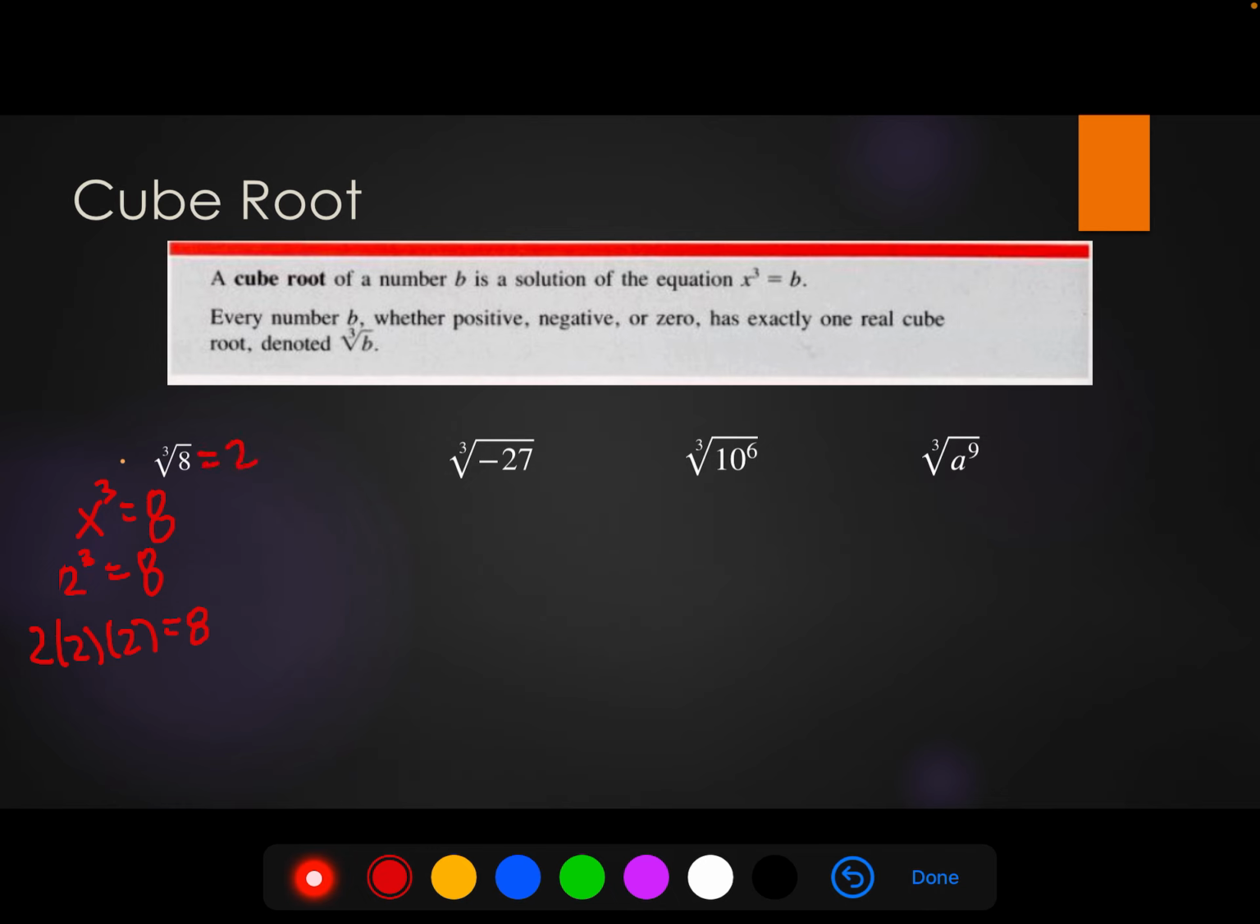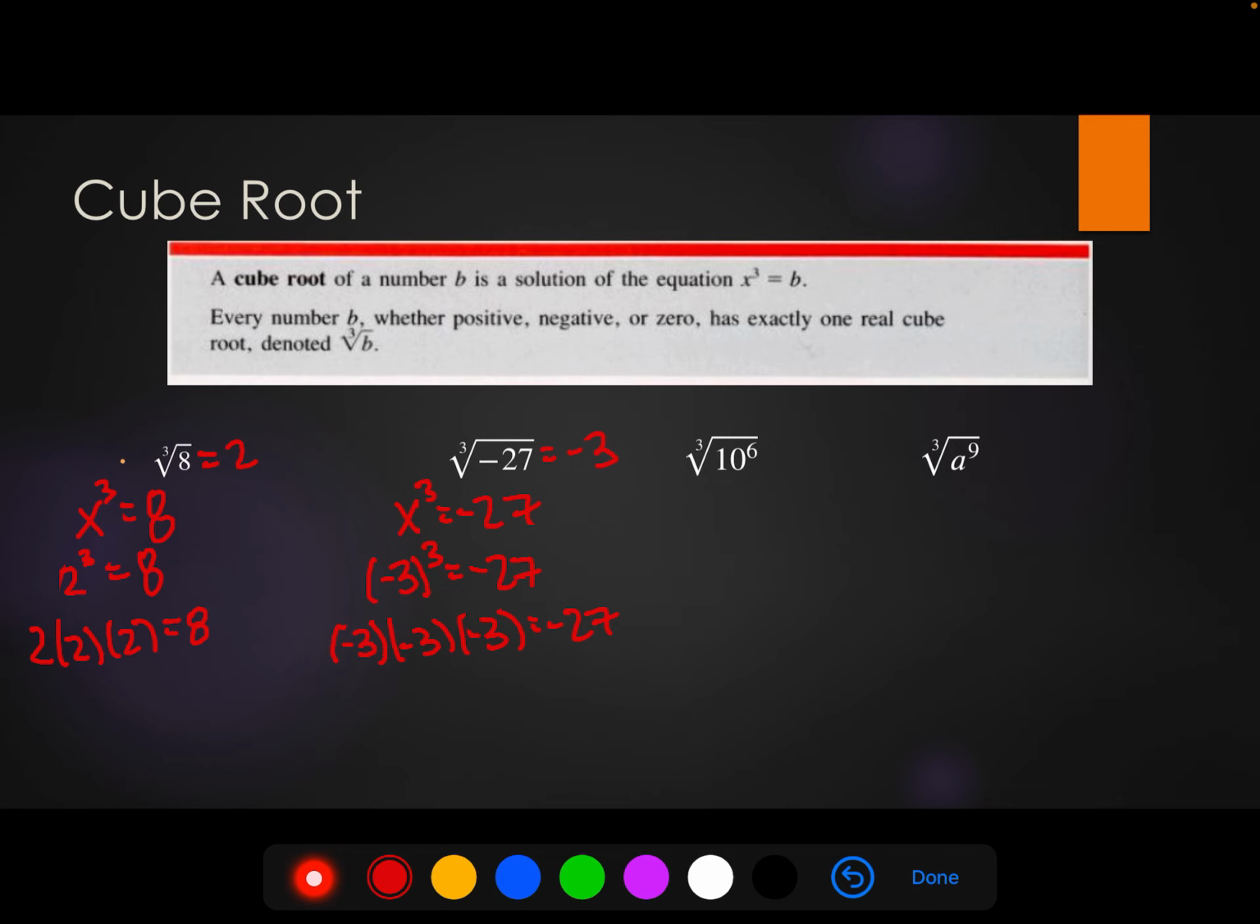And we can do a similar thing for the cube root of negative 27. So we know that x cubed has to be equal to negative 27. And now we think, what number can we multiply by itself 3 times to get to negative 27? And if you think of it, it's negative 3. Negative 3 to the third power equals negative 27. Negative 3 times negative 3 times negative 3 gives you negative 27. So the cube root of negative 27 is negative 3.